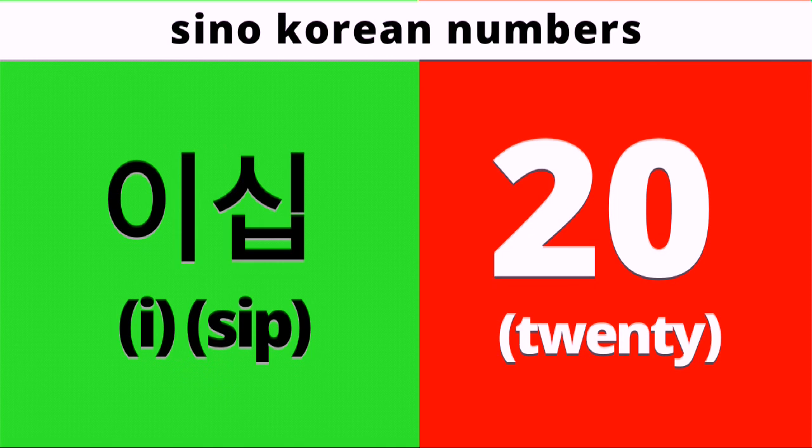Next is 20, and the Sino-Korean version of this is e ship. E means 2 and ship means 10. So it's the same as saying 2 sets of 10, and that is equal to 20.